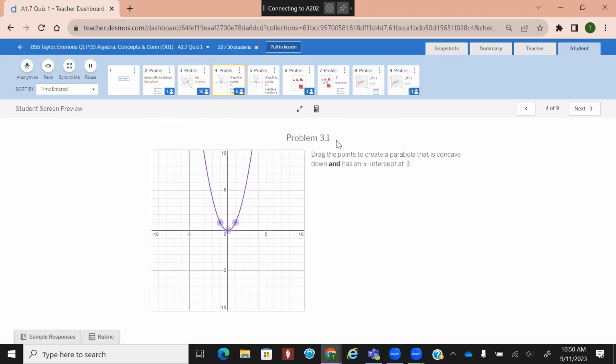All right. Slide 4. Drag the points to create a parabola that is concave down, which means it's facing downwards, and has an x-intercept at 3. So it's just got to cross the x-axis at 3. You probably could have gotten a couple different answers for this one, but this is a possible answer.